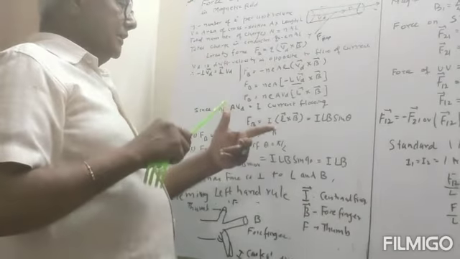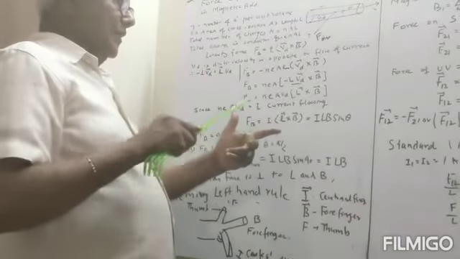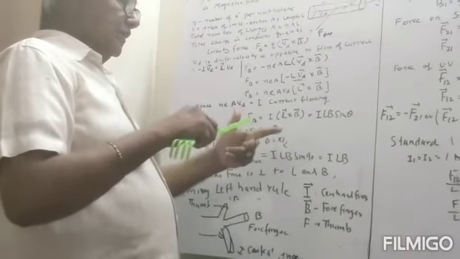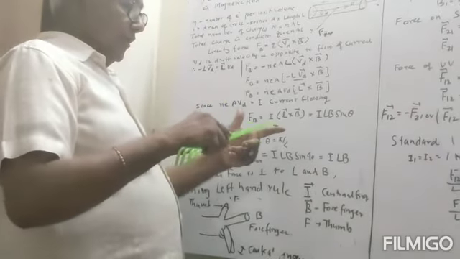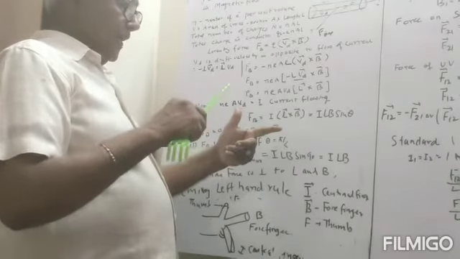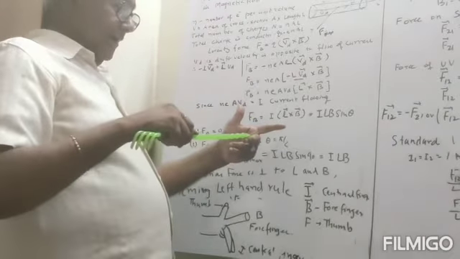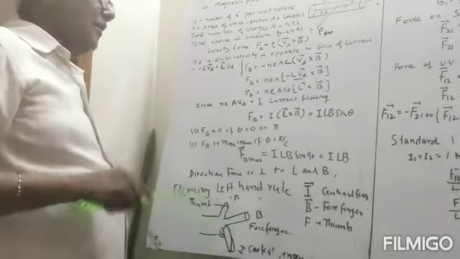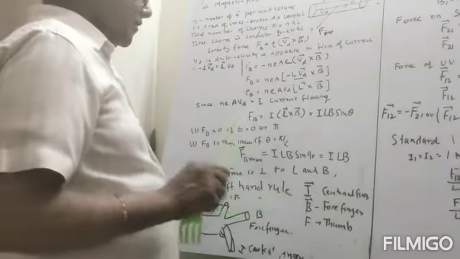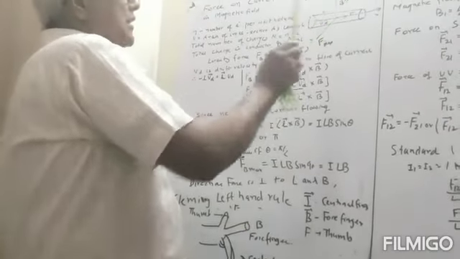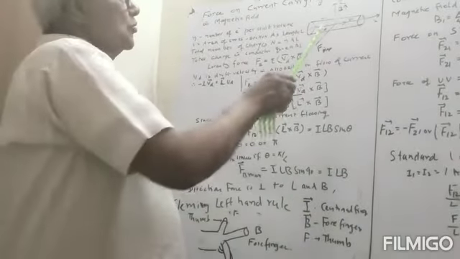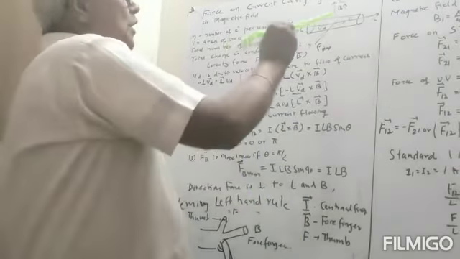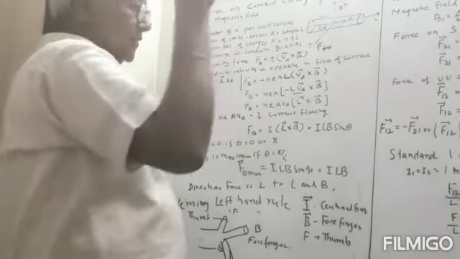Or we can say it is FBI. F is the direction of force, B is the field, and I is the current. So we can find the force on a conductor by the left hand rule. Here, since L and B are both perpendicular to each other, the direction of the force will be perpendicular to the X and Y plane, that is, in the Y direction.